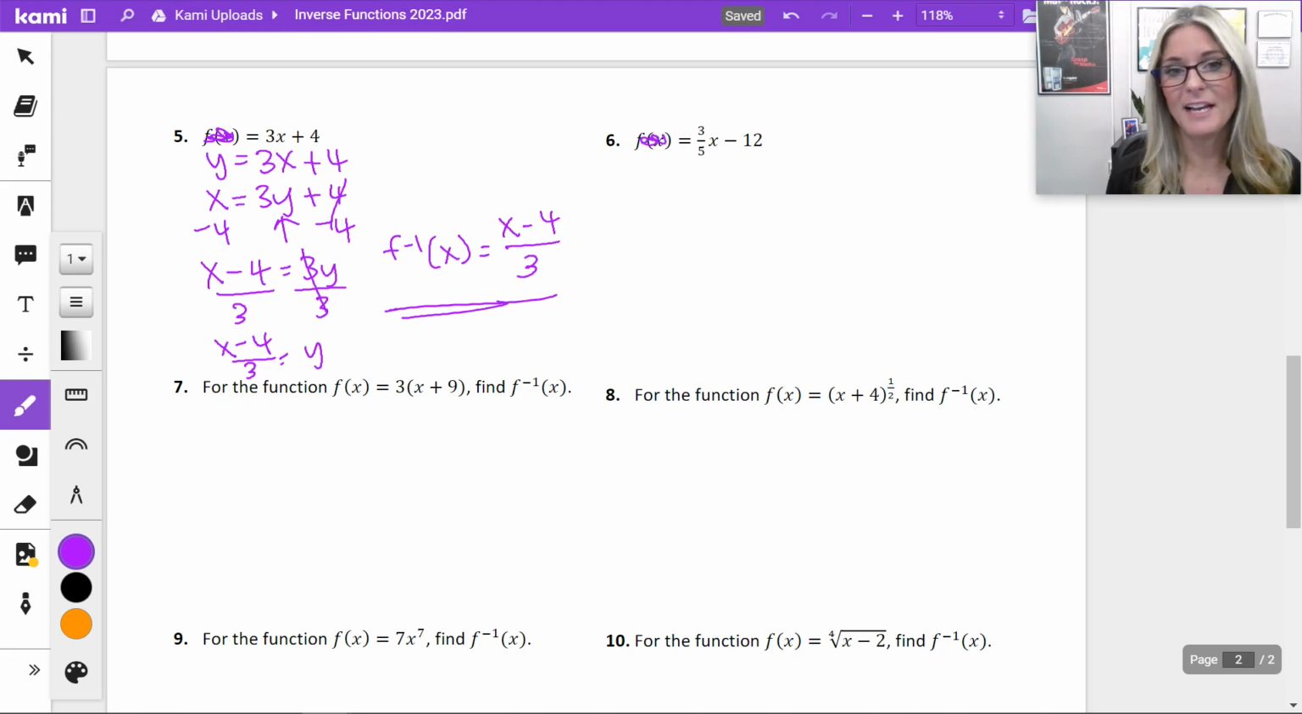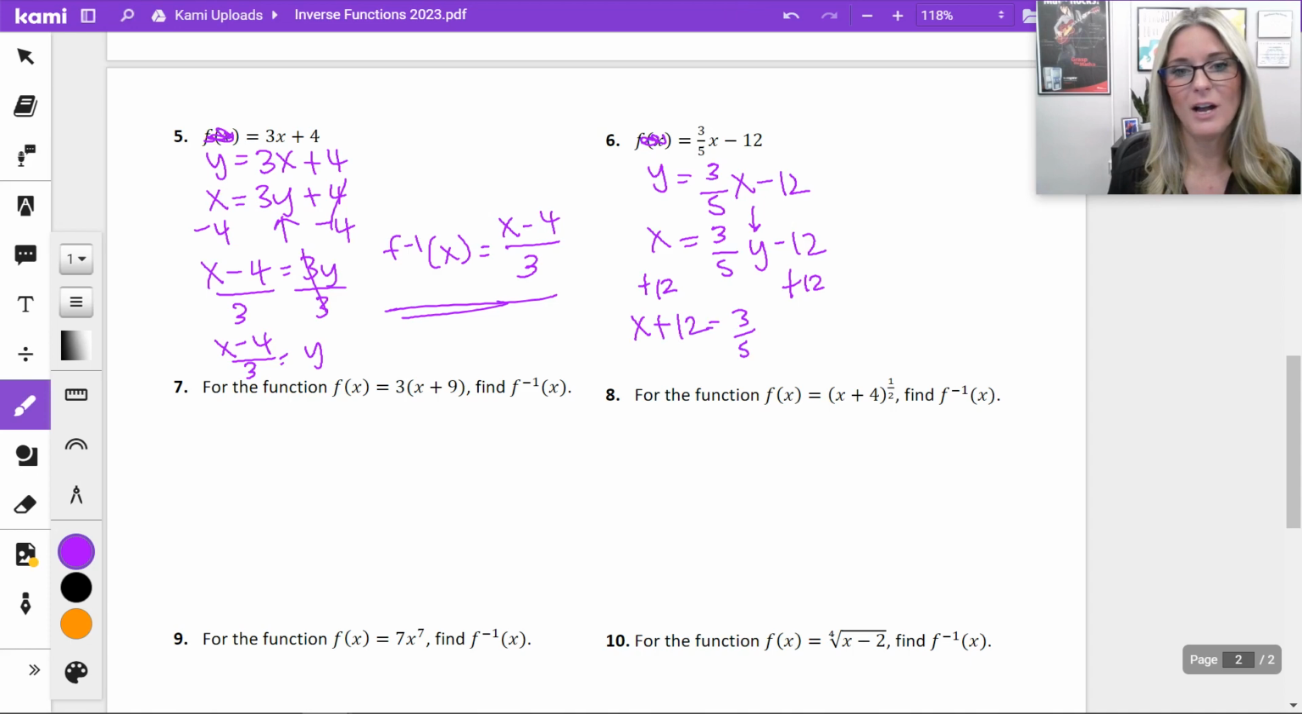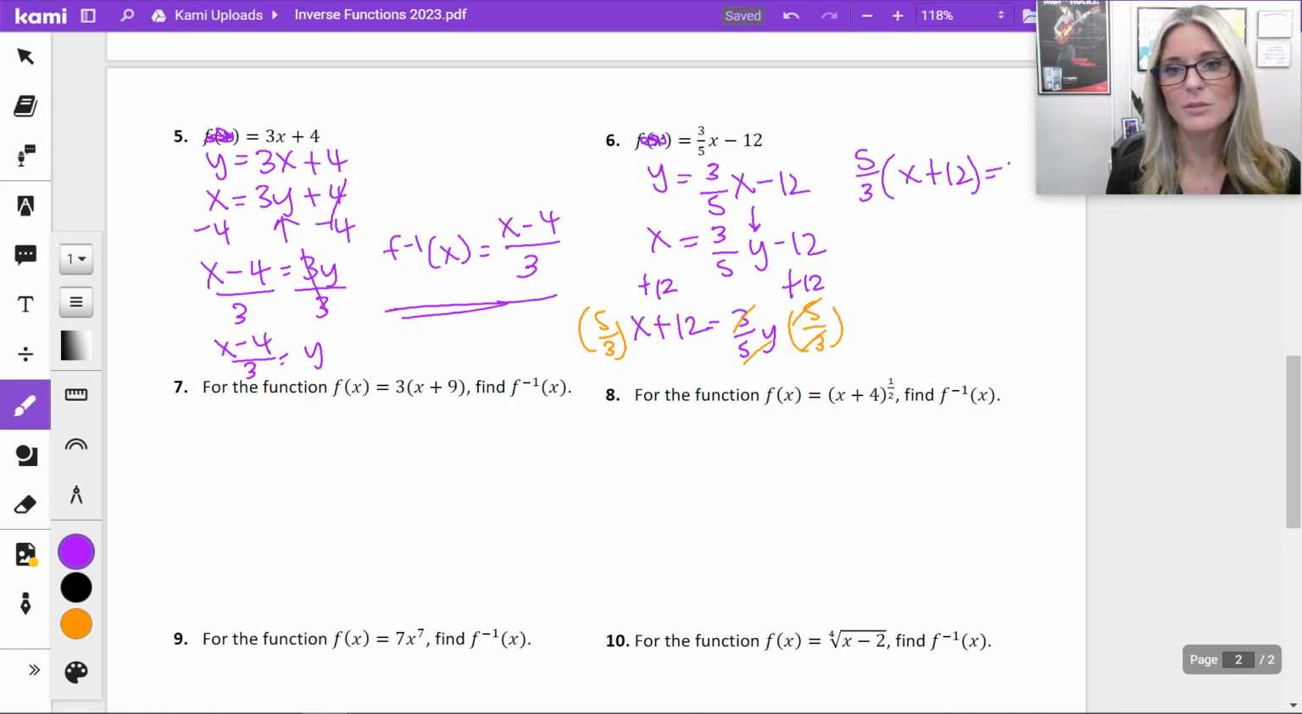Number 6, I'm going to rewrite that f of x with a y equals 3/5 x minus 12. Switching my letters because the domain and range are switched in an inverse. Solving for y, we need to add 12 to both sides first. x plus 12 equals 3/5 y. And then what you may wish to do is, instead of dividing a fraction by a fraction, multiply by the reciprocal, 5/3, on both sides, and that is going to cancel out that fraction, leaving us with 5/3 times (x plus 12) equals y.